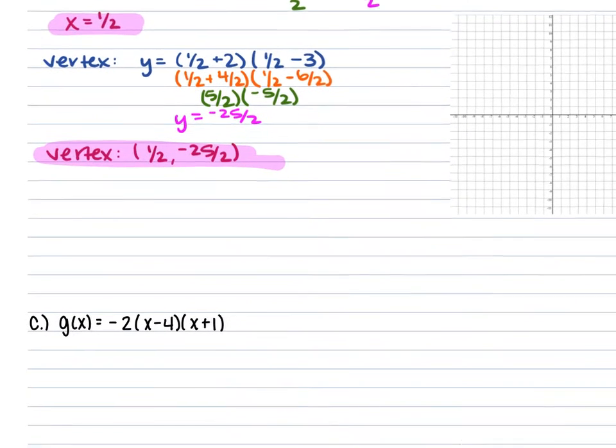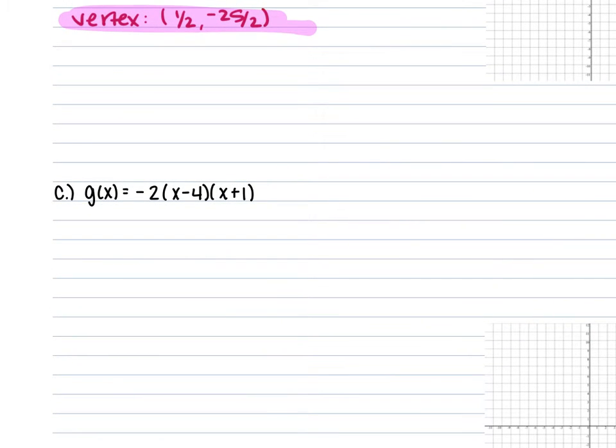For example C, we have g of x is equal to negative 2 times x minus 4 times x plus 1. So again, we're going to set each part equal to 0 and solve for x. That way we have our x-intercepts.